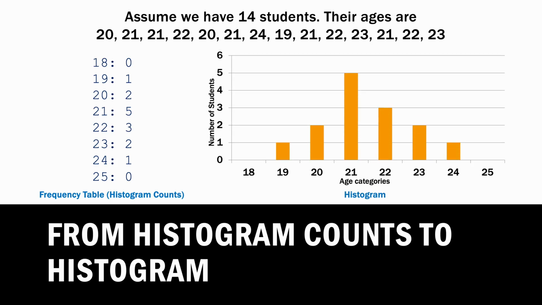Finally, when we plot all of these frequency counts as bars on the right, we obtain the histogram. The x-axis represents the age categories, and the y-axis represents the number of students in each category. This shows how the data points, in this case the student ages, are distributed across different categories.